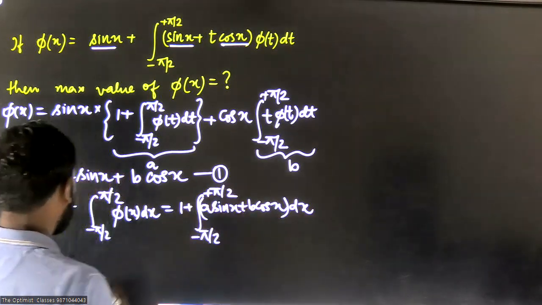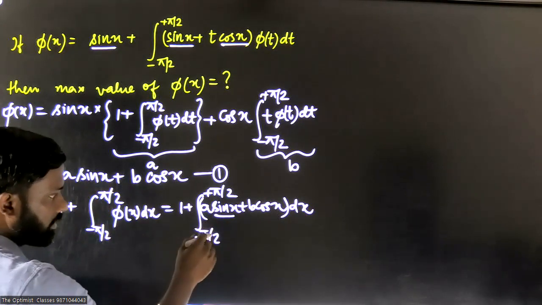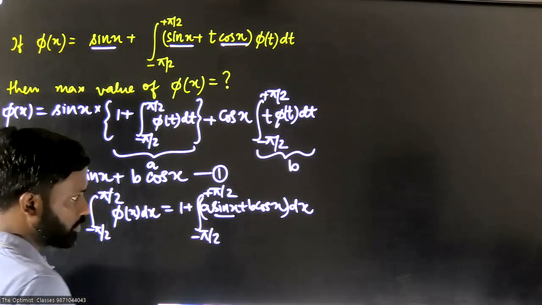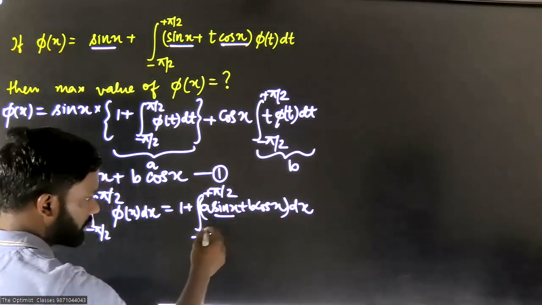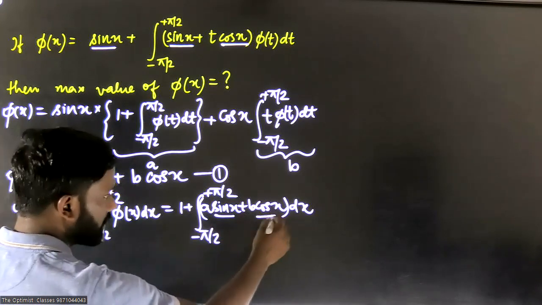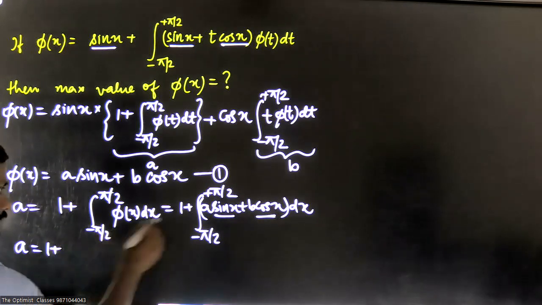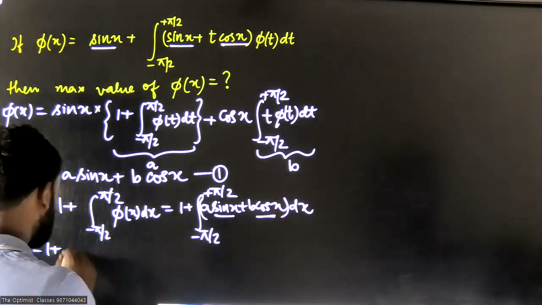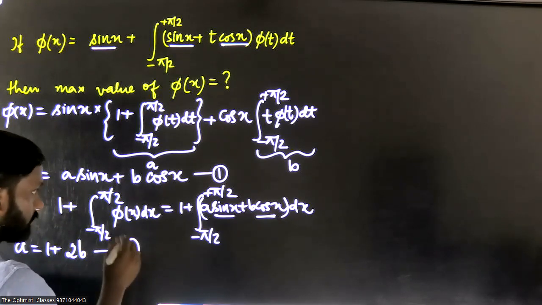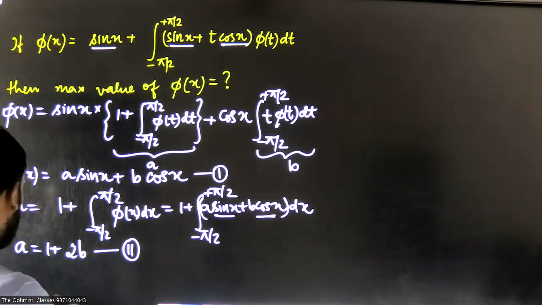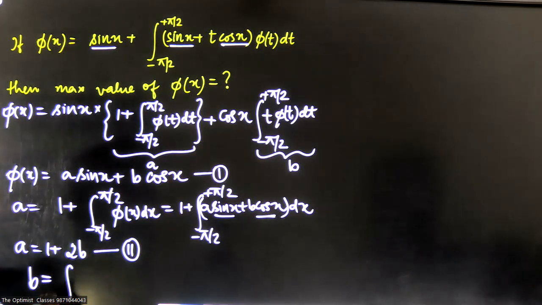Now you see this sin function is an odd function, so its integration will give you 0 when you take the limit minus pi by 2 to plus pi by 2, and the integration of cos gives sin. Sin of pi by 2 is 1 and sin of minus pi by 2 is minus 1, so basically this will give you 2. So we get here a is equal to 1 plus a term in b, and this integration gives you 2, so a plus 2b. This is our second equation, and that was the first equation.